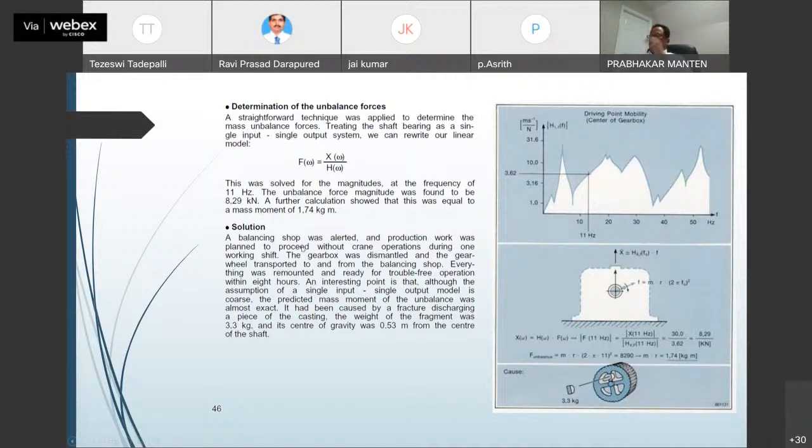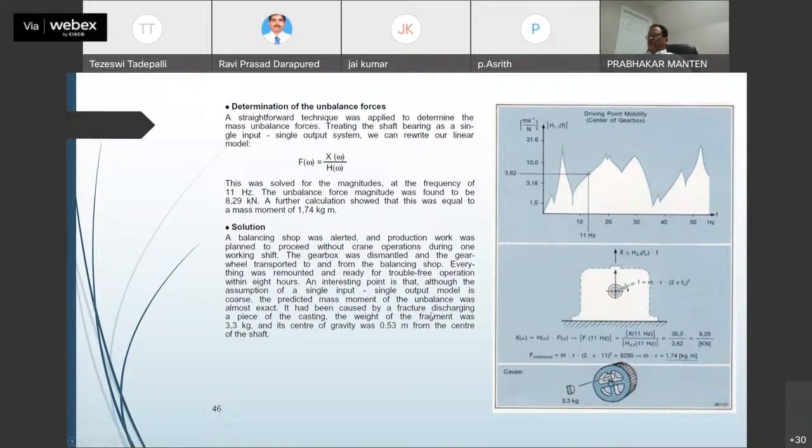Production work was planned to proceed without crane operations during one working shift. The gearbox was dismantled and the gear wheel transported to a balancing shop. Everything was remounted and ready for trouble-free operation within 8 hours. An interesting point is that although the assumption of a single input, single output model is coarse, the predicted mass moment of the unbalance was almost exact.